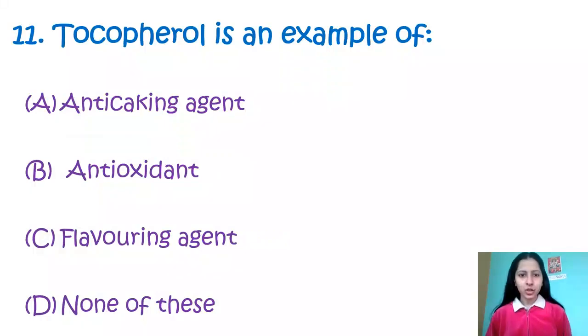Question number 11. Tocopherol is an example of option A anti-caking agent, option B antioxidant, option C flavoring agents, and option D none of these. Tocopherol is an antioxidant agent. We know vitamin E, and its other name is tocopherol. It is also known as anti-sterility vitamin or fat soluble vitamin. So it is vitamin E, that is option B, antioxidant. It acts as an antioxidant.